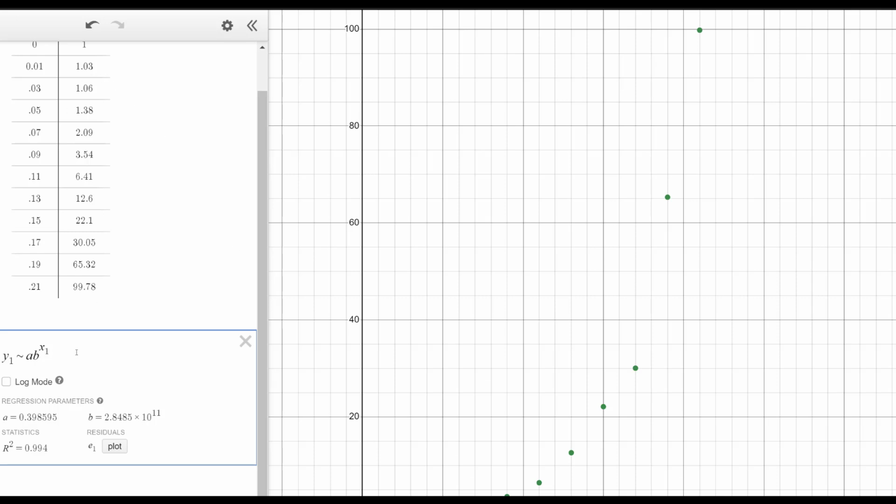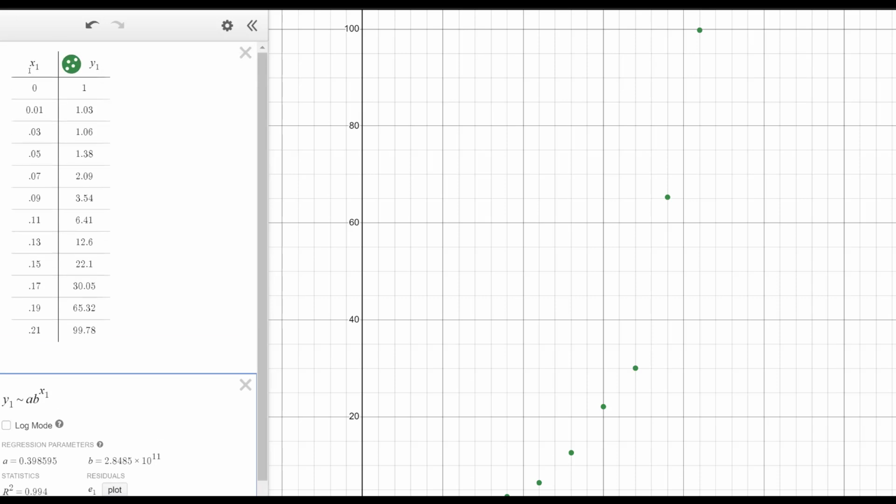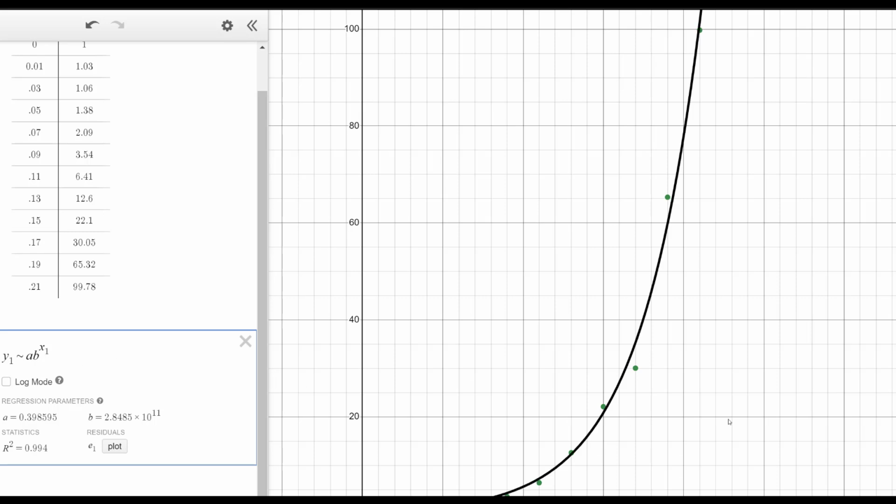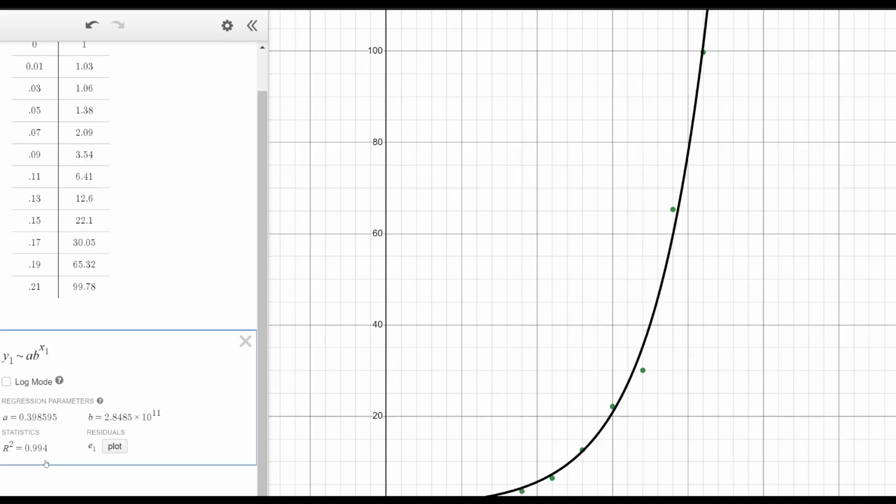And then I said y1 tilde a b to the power x sub 1. So those subscripts reference the x1 in this column and the y1 in this column. I'll turn this on. Boom, there's our curve. It looks pretty good. Our r squared is 0.994. So that's a really strong connection there. And so we have our a is 0.398595, and our b is 2.8485 times 10 to the 11th. Well, that's a big number.